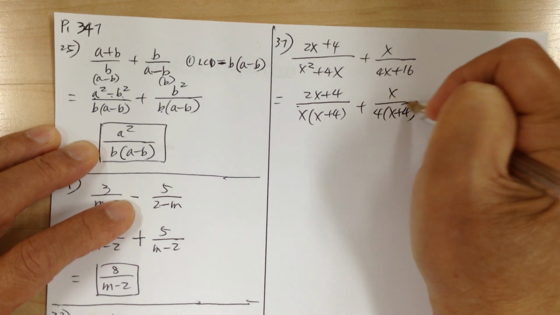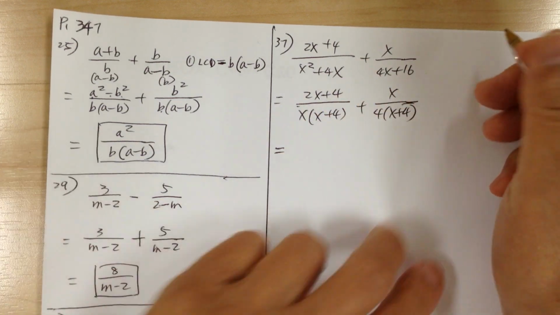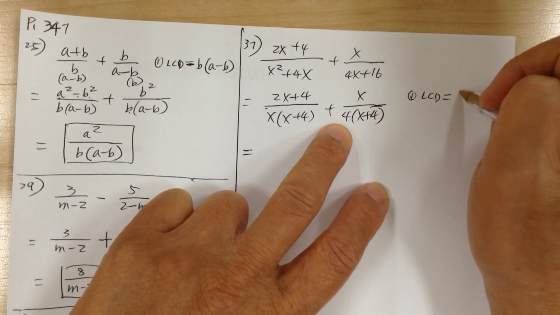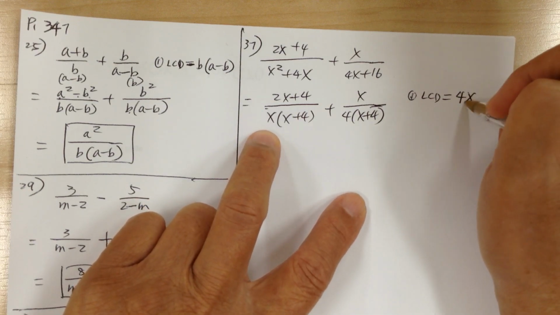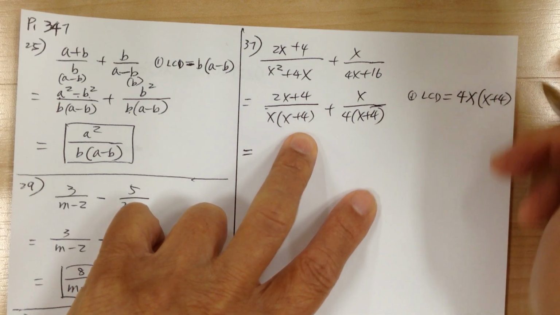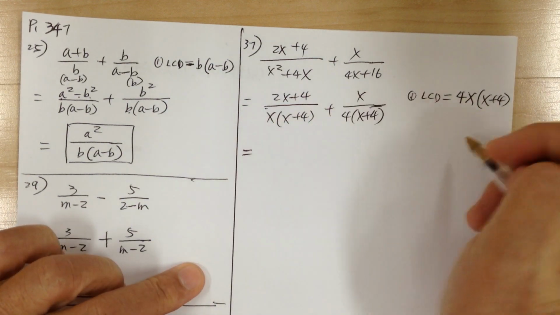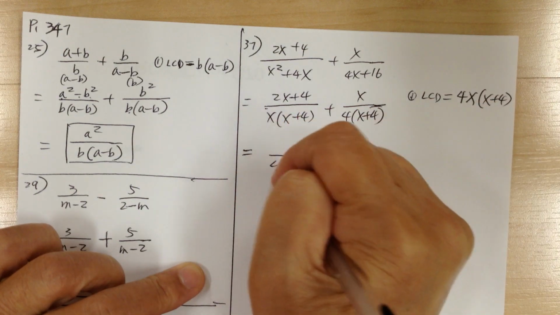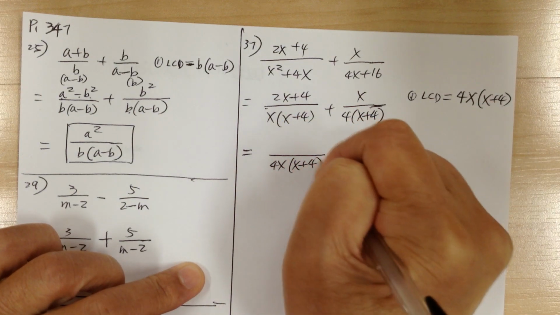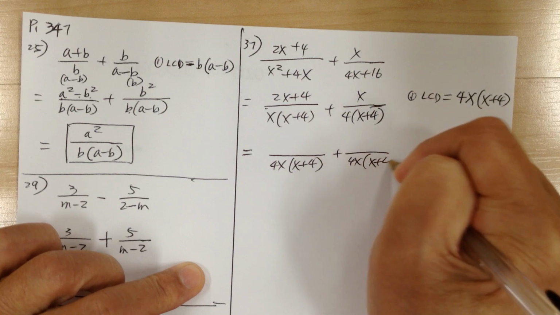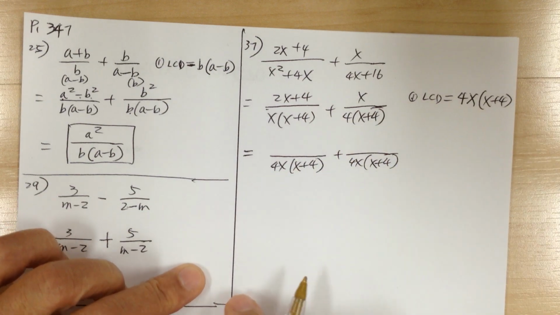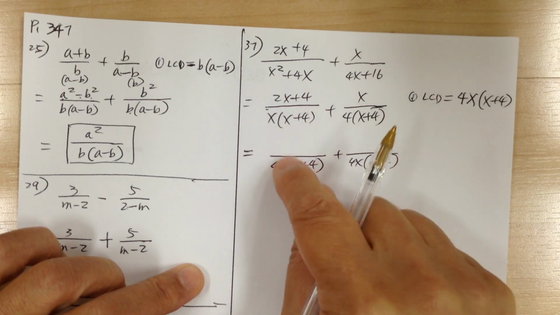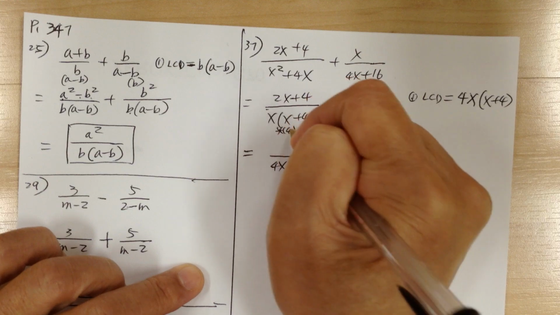Now you can identify your LCD. Step 1, the LCD will equal: the number is 4, the alphabet is x, and the group is x plus 4. Number, alphabet, group. That's your step 1. Step 2 is get your LCD down here, so it'd be 4x, x plus 4, 4x, x plus 4. Step 3, identify how you're going to get from here to here. From here to here, you're missing a 4, so you need to multiply by 4.